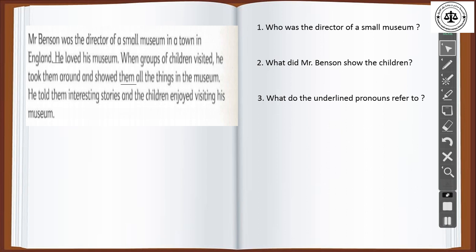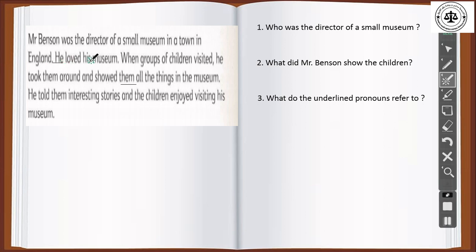Okay, here, Mr. Benson was the director of a small museum in a town in England. Who was the director of a small museum? Mr. Benson, okay, was the director. Do you know what's the meaning of director? Yes, means المدير of a small museum. Museum means متحف, okay, in a town in England. Where was this museum? In a town in England, okay? So, Mr. Benson was the director of a small museum in a town in England, okay?